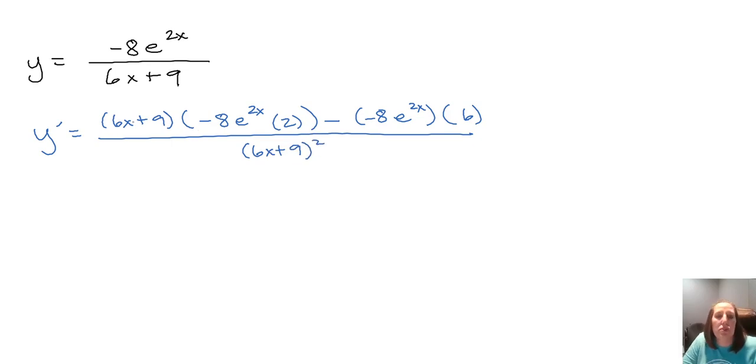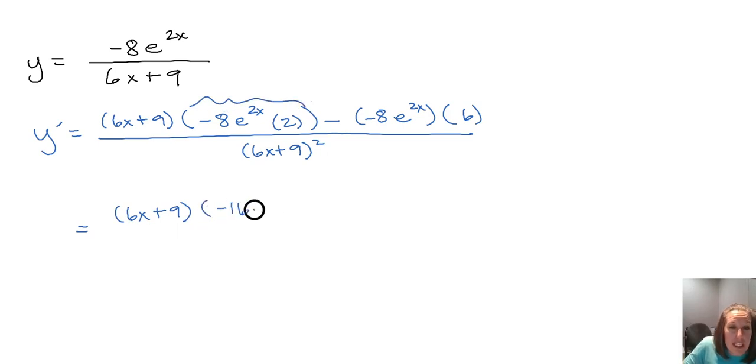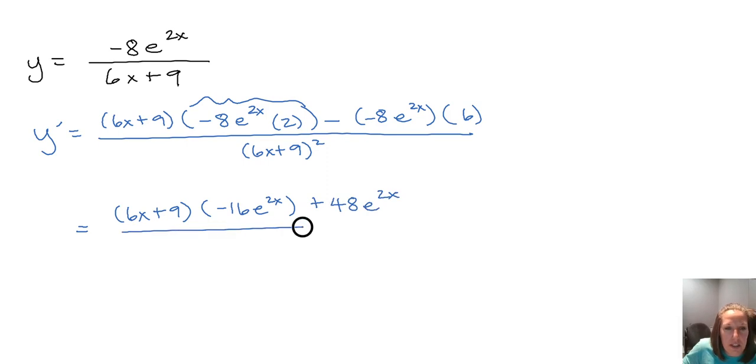Now don't be tempted to divide out your 6x plus 9s because we don't have a 6x plus 9 factor in our second piece. All right, so let's go ahead and clean this up just a little bit. Let's see, we're going to get 6x plus 9 inside the derivative of our top here. That's going to simplify to negative 16 e to the 2x. And then our second piece here, we're going to get minus a negative 8 times 6, so that'll be plus 48 times e to the 2x.